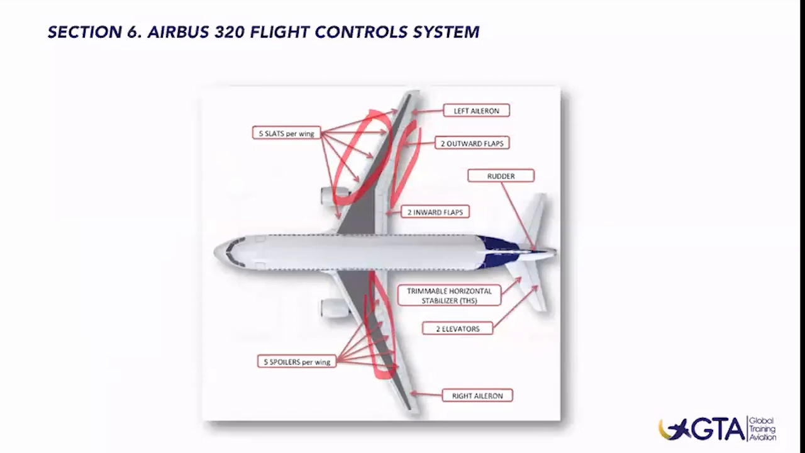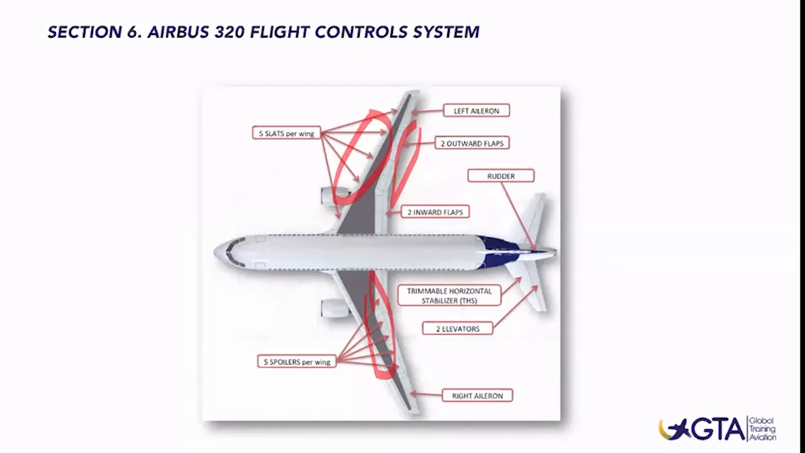We'll see how these 5 spoilers work, and they can do three functions in flight. The first is roll control. For roll control, the A320 will use the 4 outer spoilers. For the speed brakes in flight, the airplane will use the 3 center spoilers. And once landing, during the landing roll, just for braking, the system will use all 5 spoilers for ground damping. We'll talk about this more in depth during the next slides.